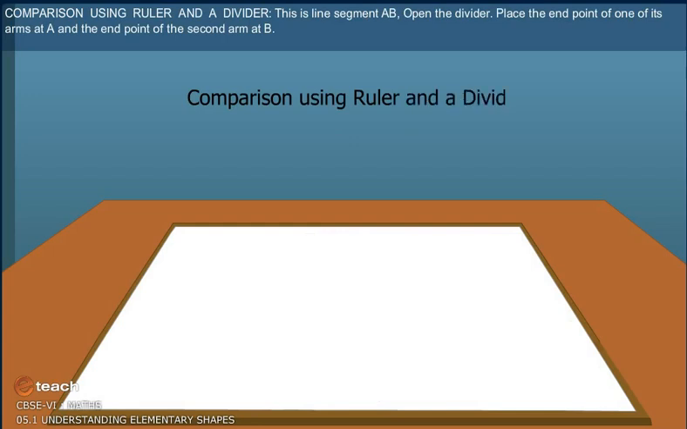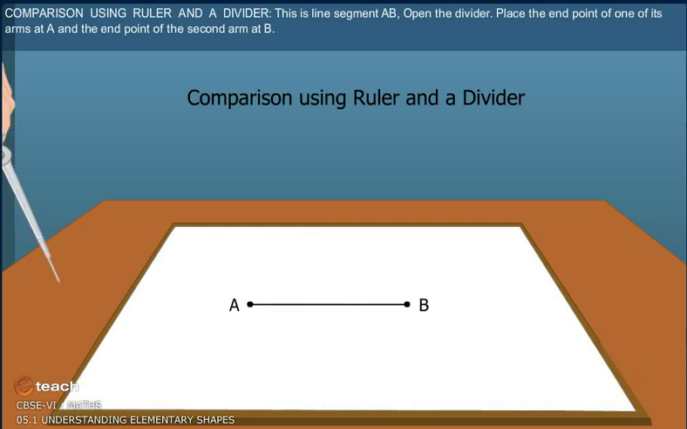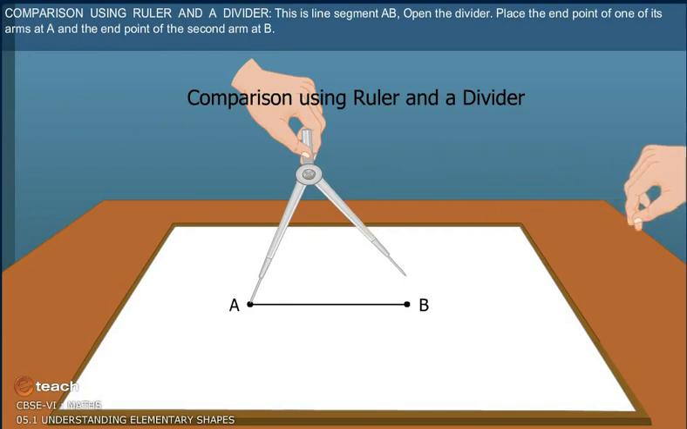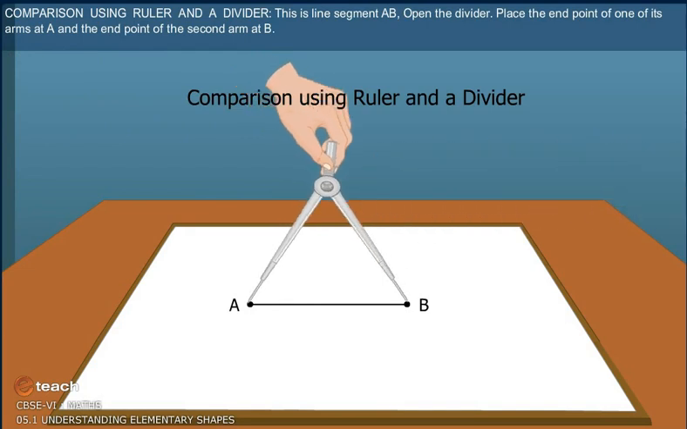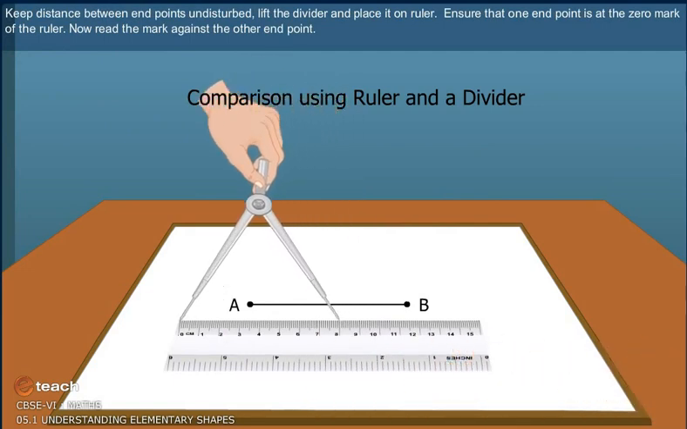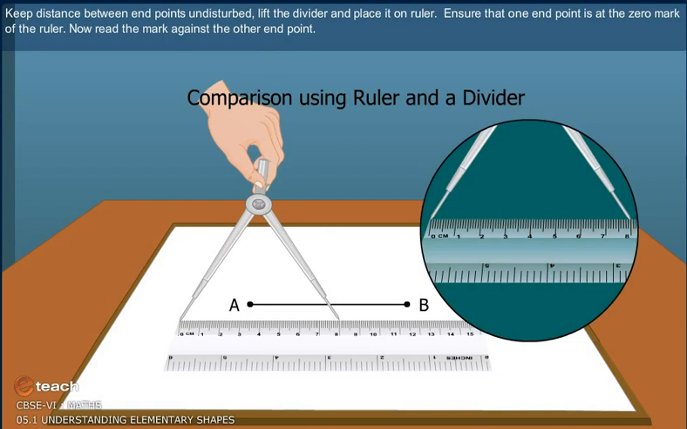Comparison using ruler and divider. This is line segment AB. Open the divider. Place the end point of one of its arms at A and the end point of the second arm at B. Keep the distance between the end points undisturbed. Lift the divider and place it on the ruler. Ensure that one end point is at the 0 mark of the ruler. Now read the mark against the other end point.